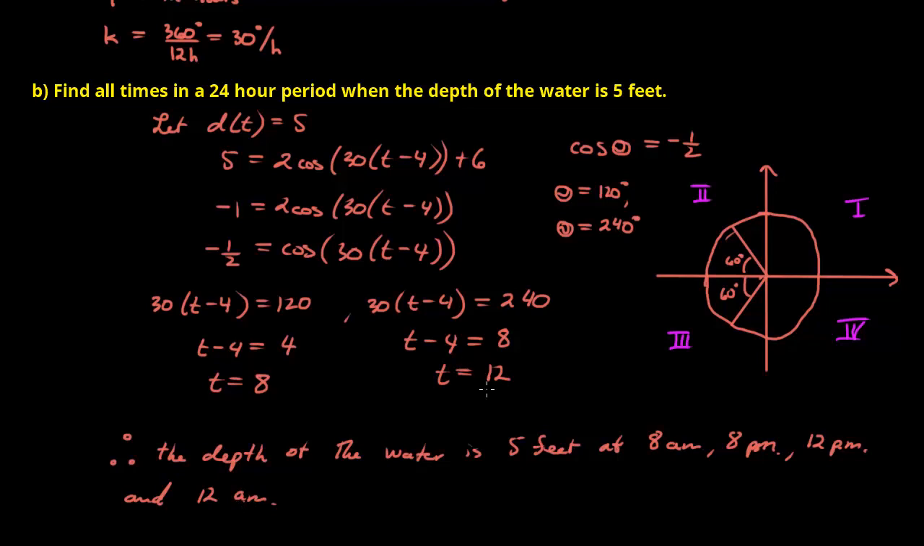since 12 a.m. is 12 hours after 12 p.m. Now, the reason that we get the same depth when we add the period is because when you add the period to a given time, you're going to get the same value of this function repeating itself, and that's based on the definition of a periodic function.